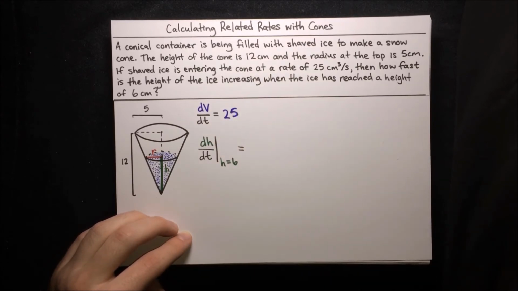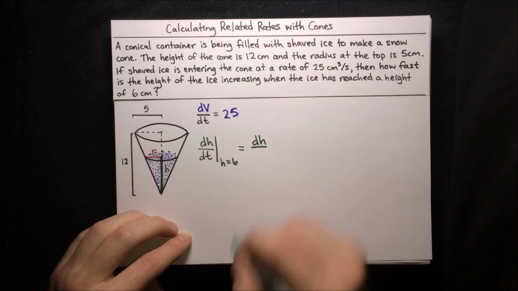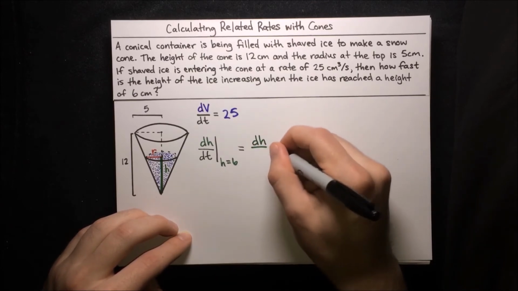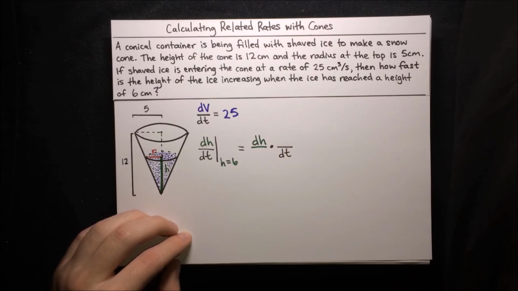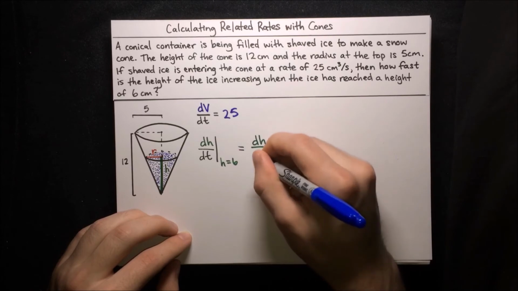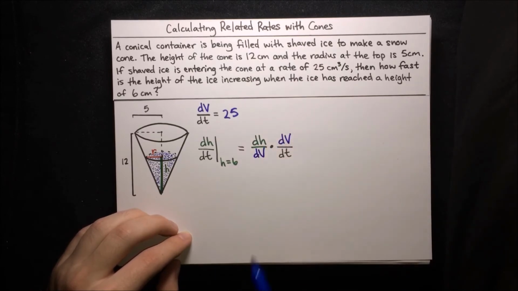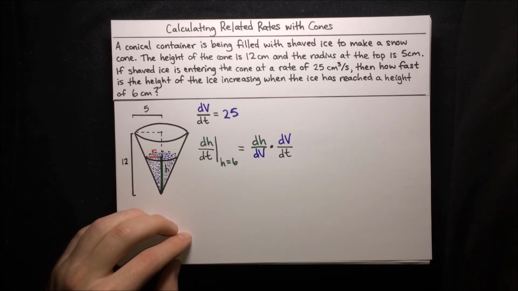So let's go ahead and jump into pulling apart this derivative. We'll pull it apart into dh over something times something over dt. Now, what should the something be? Well, we know what dV/dt is, so why don't we let that something be dV? And now the problem just reduces to finding dh/dV. So we need an equation relating V and h. Why don't we start by just writing the volume formula?